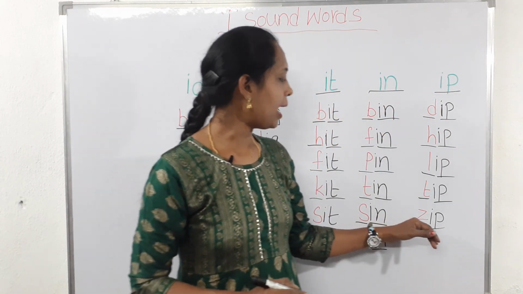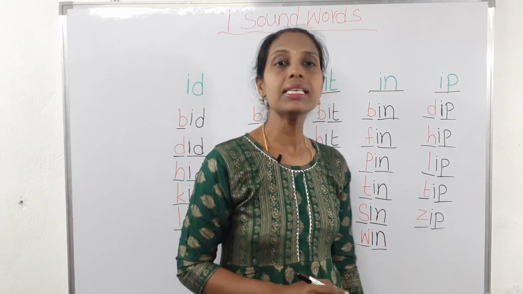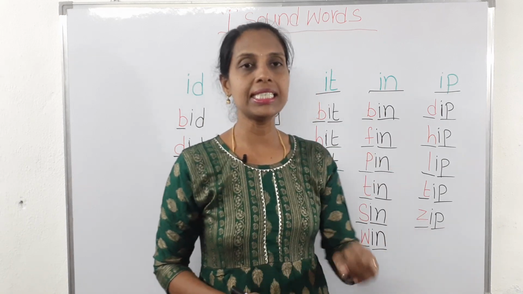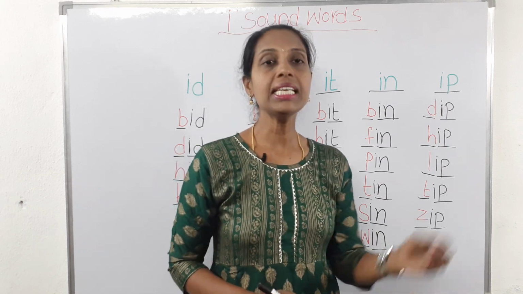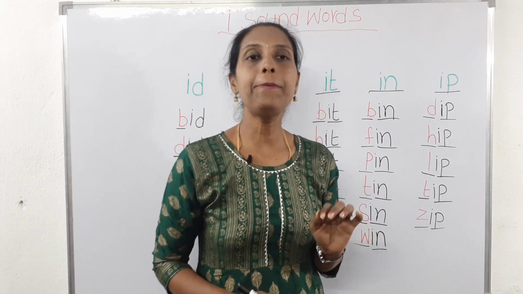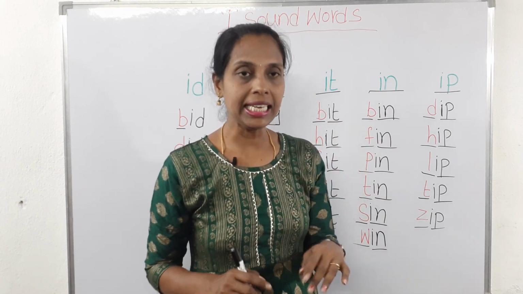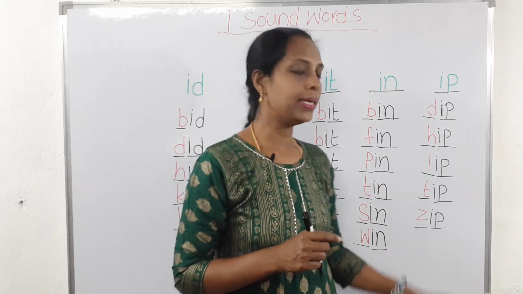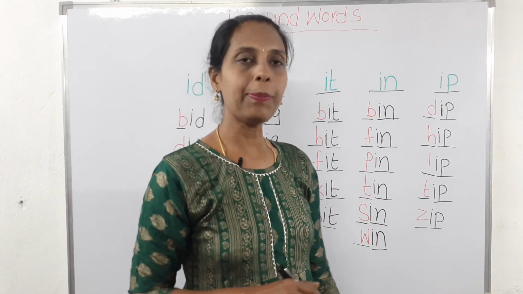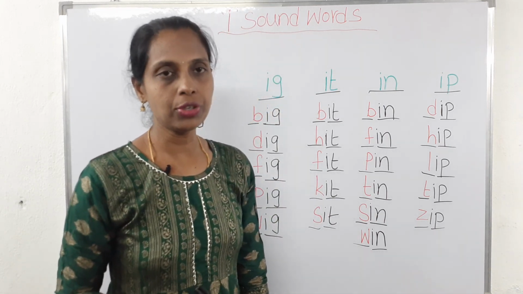Next, we can add Z to ip. Z-I-P, zip. What is the sound of Z? Z. Z, E, P, zip. Z-I-P, zip. All these are IP words. We have completed I sound words.